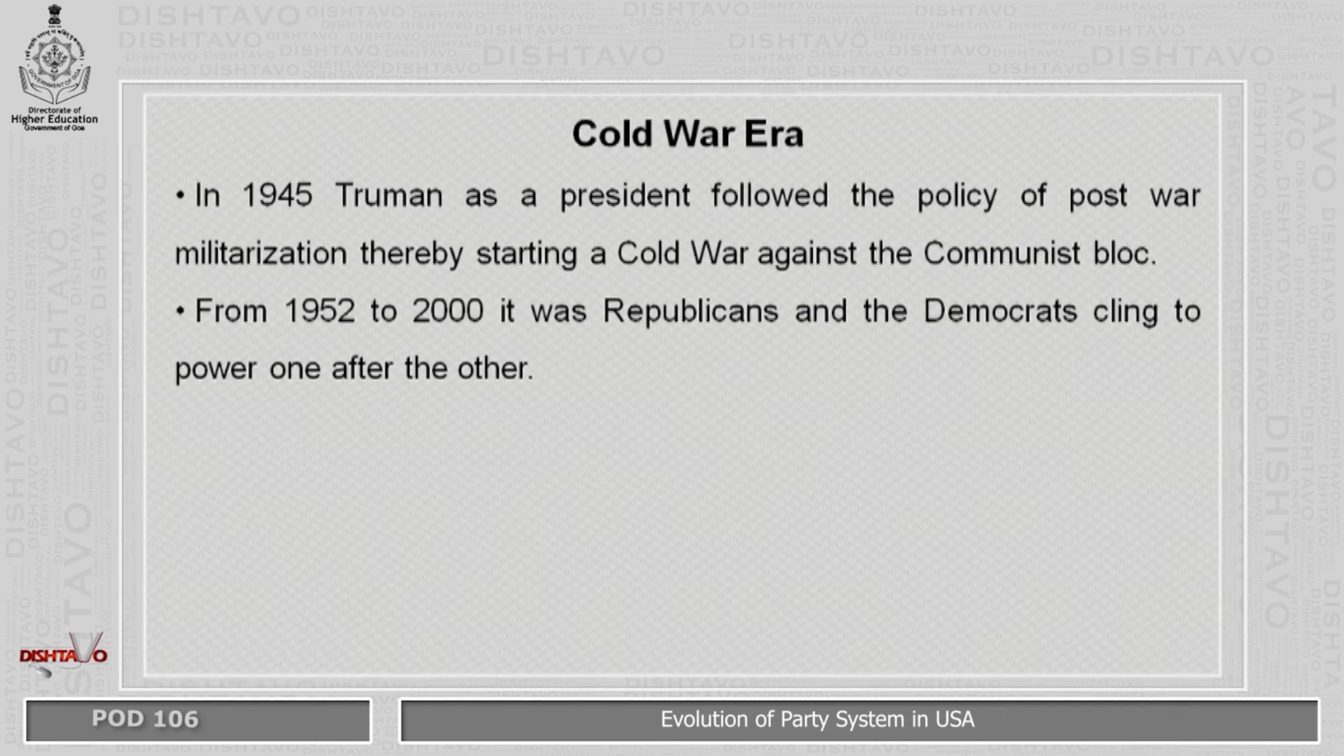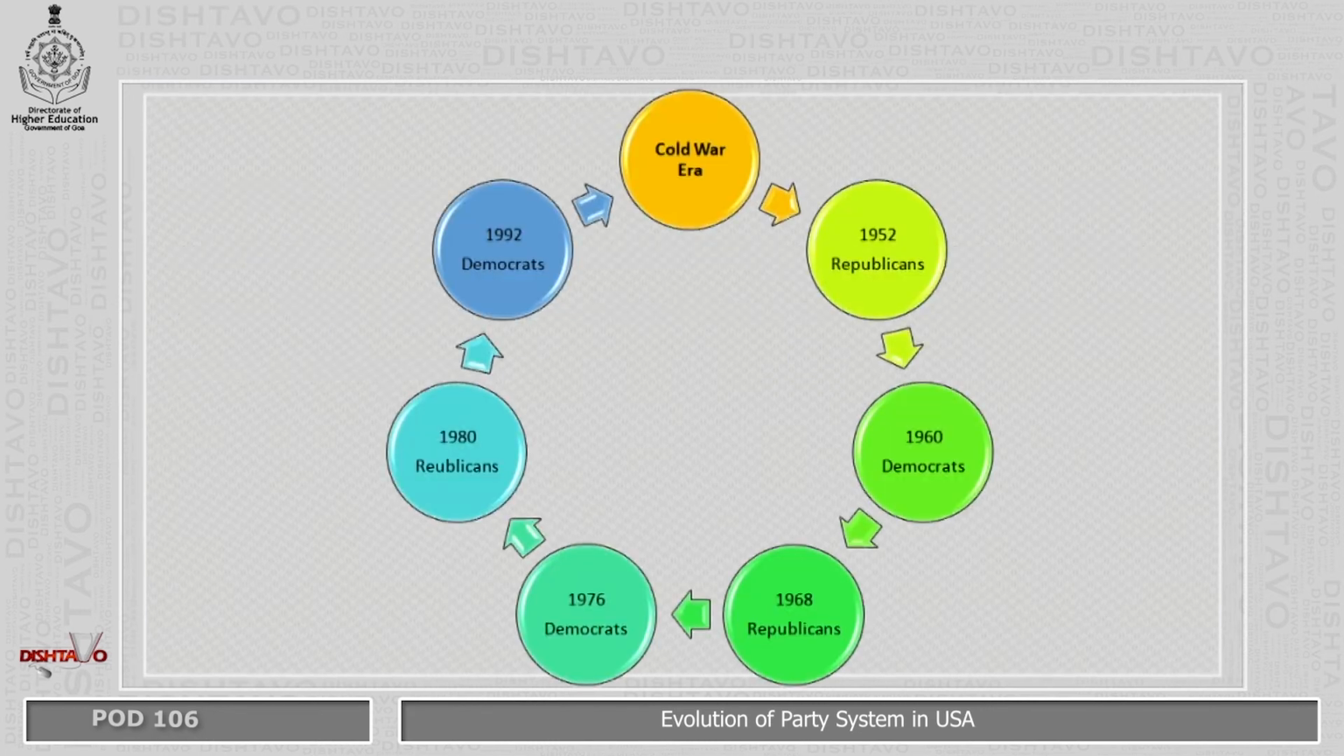So from 1952 to 2000, it was Republicans and the Democrats. They were clinging to power one after the other. Let us see that. If you see the Cold War era, in 1952 it was Republicans, in 1960s it was Democrats, in 1968 it was again Republicans, then in 1976 it was Democrats, 1980s again Republicans, and in 1992 it was Democrats, whereby this term lasted for 2 consecutive terms.